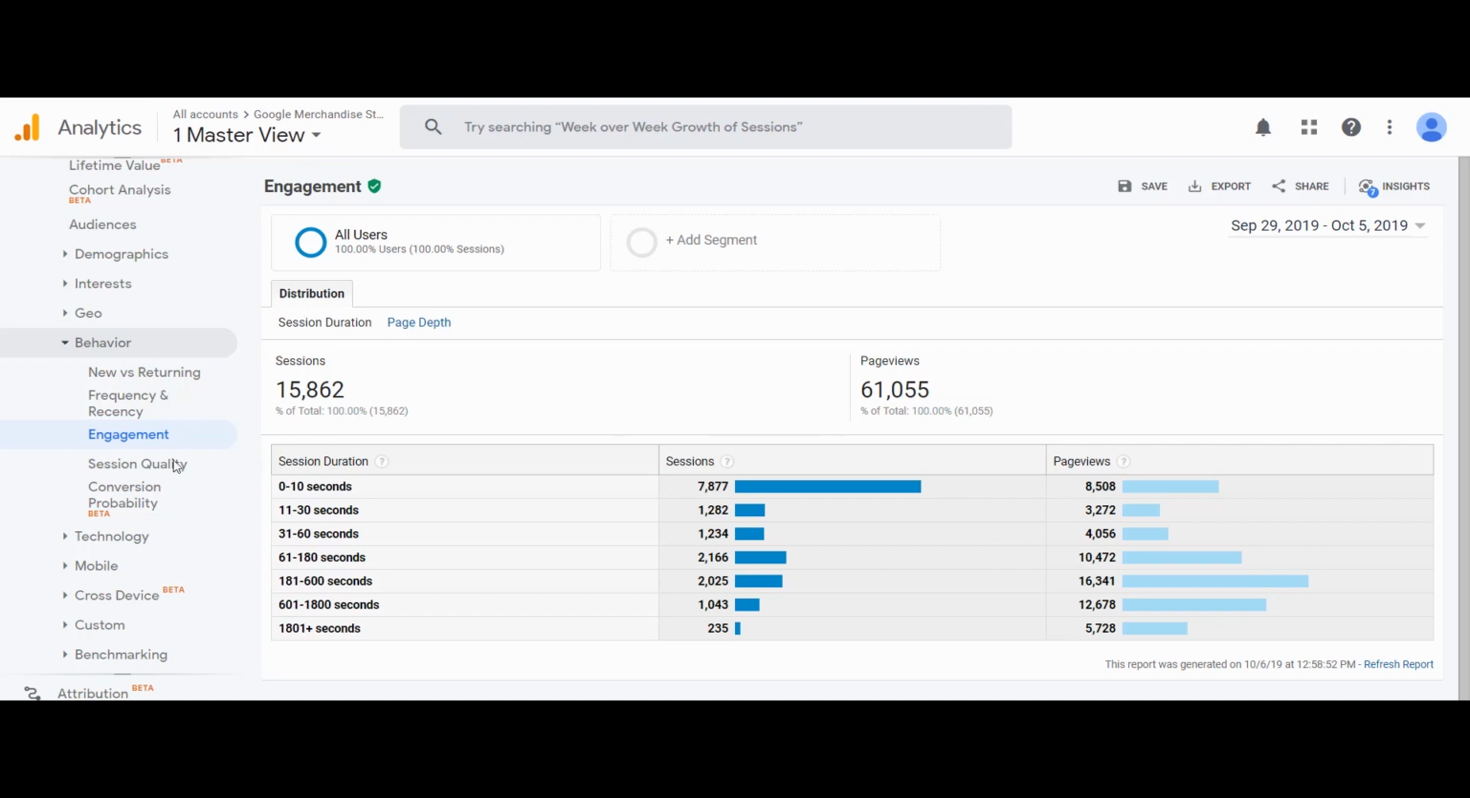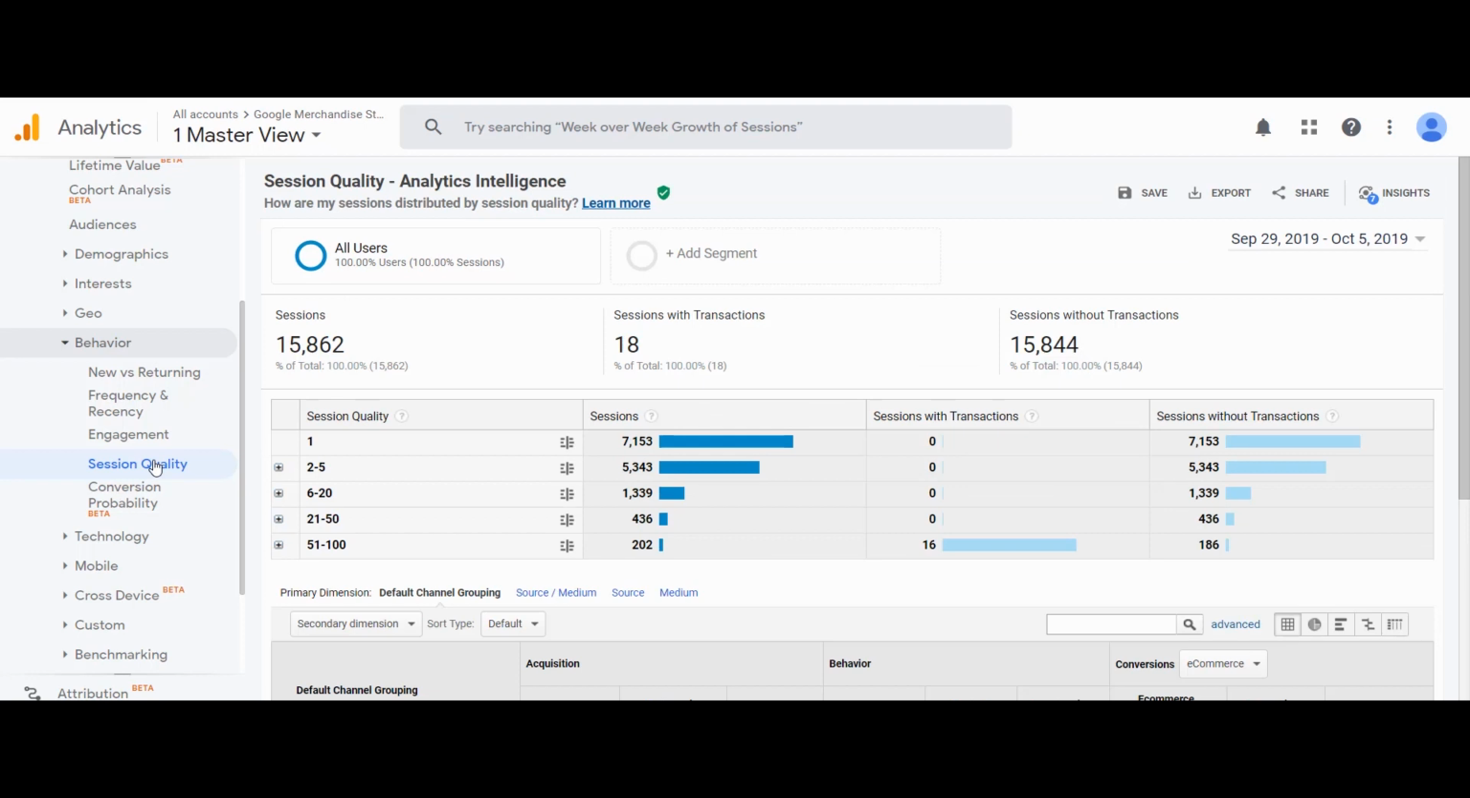Next, we have the session quality. Session quality is an estimate of how close a particular session was to transacting, that is, making the final purchase or goal conversion. It ranges from 1 to 100, calculated for each session. A value closer to 1 indicates a low session quality or far from transacting, while a value closer to 100 indicates a high session quality and very close to transacting.